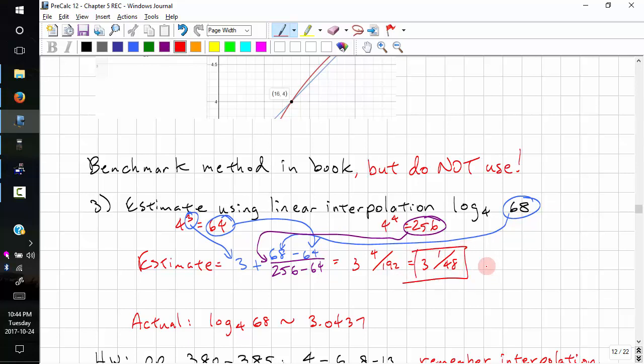But we're going to do an approximation just to check. This is approximately 3.0208, and that's only 0.02 away from the actual log. And again, if we do 4 to the power of 3.0208, we get approximately 65.87. And that's very close to the 68. Doesn't look like it here, but percentage-wise, it's not that far. And that completes this lesson.